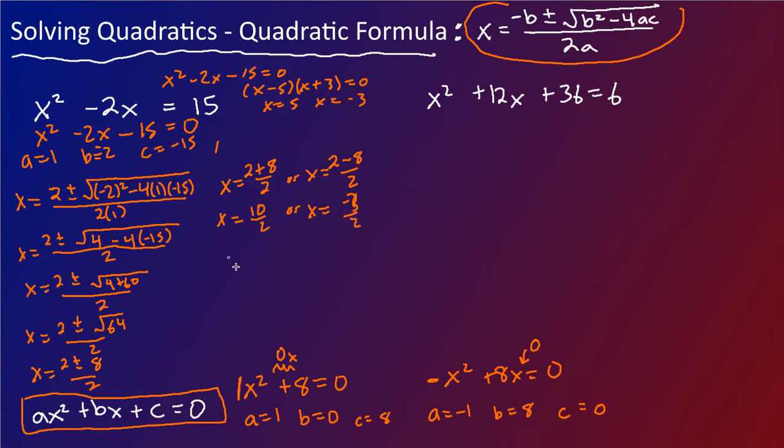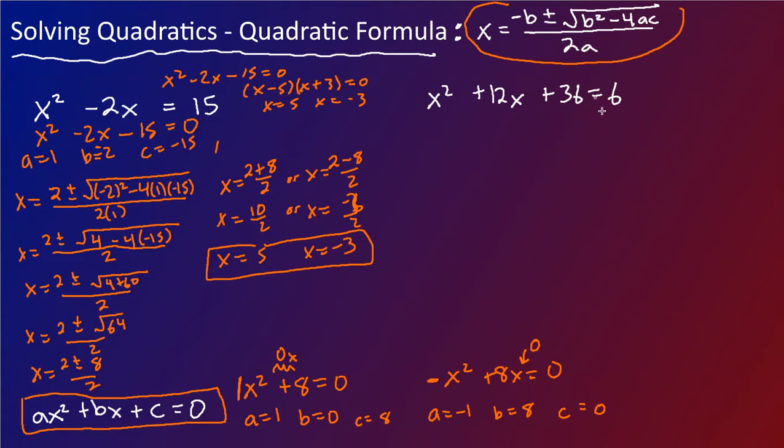Now you can see this was a lot more work to get to the same answer that I got in 2 steps by factoring. Using the quadratic formula took a lot longer. So we want to use the quadratic formula only when we have to. If we can factor, we need to do that.